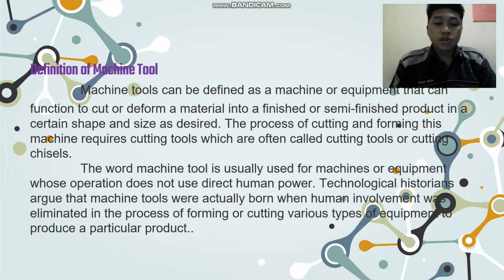Technological historians argue that machine tools were actually born when human involvement was eliminated in the process of forming or cutting, the first type of equipment to produce products.